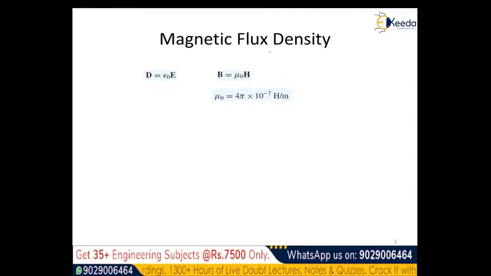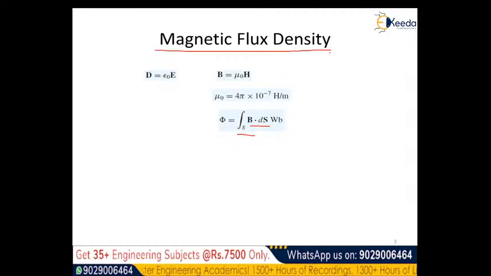Now, the total amount of magnetic flux is denoted with the symbol phi. So phi represents the total amount of magnetic flux, and it is measured in Webers. Weber is the SI unit for this magnetic flux. It is obtained by the surface integral of B bar dot ds bar. So what is B bar? B bar is the magnetic flux density. What is ds? It is the differential surface area.